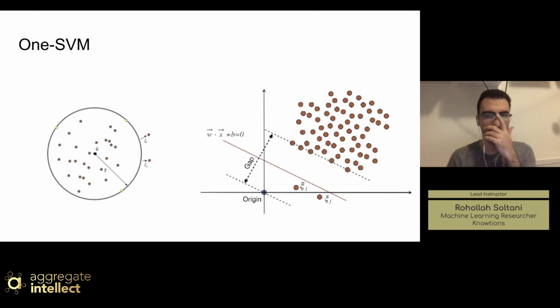In regular SVM, you have two classes, and you want to separate them in a way that the gap between these two classes is maximum. Here, you don't have the second class, you have just one class, and you want to find a hyperplane that will maximize the gap between the origin and all the points that you have. And basically, that's how one-class SVM is working.